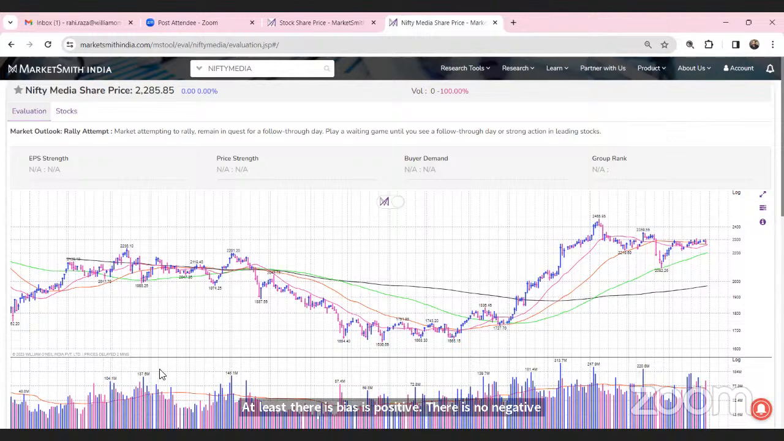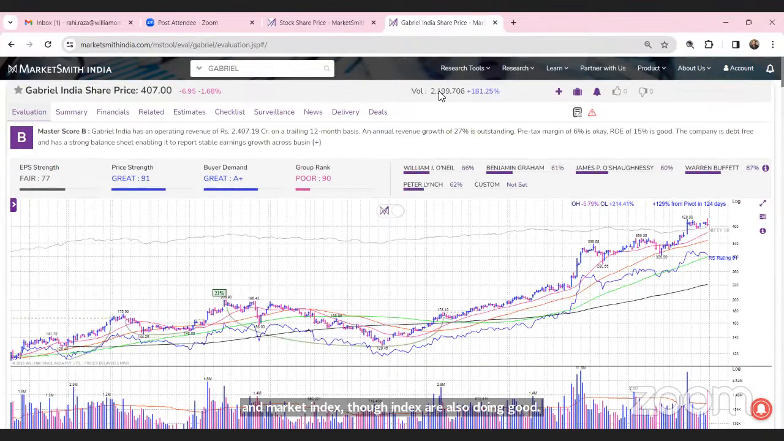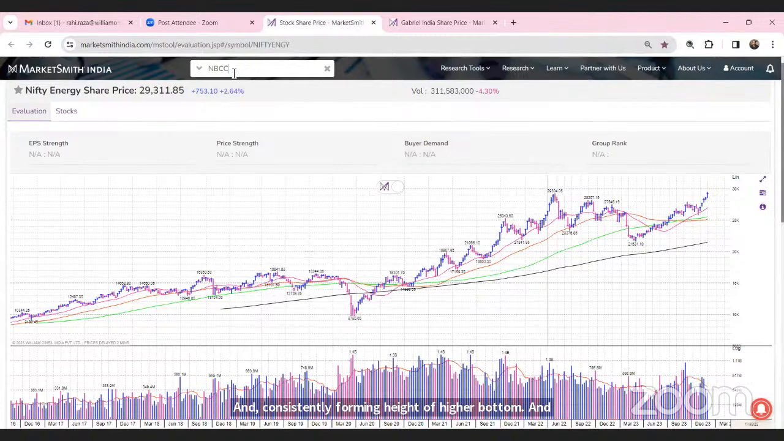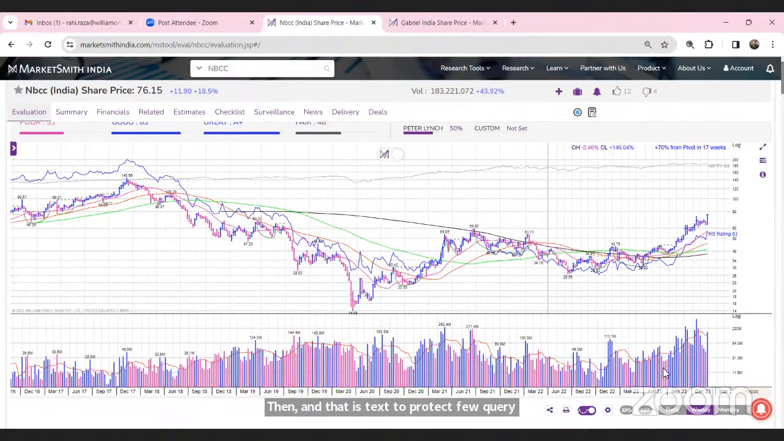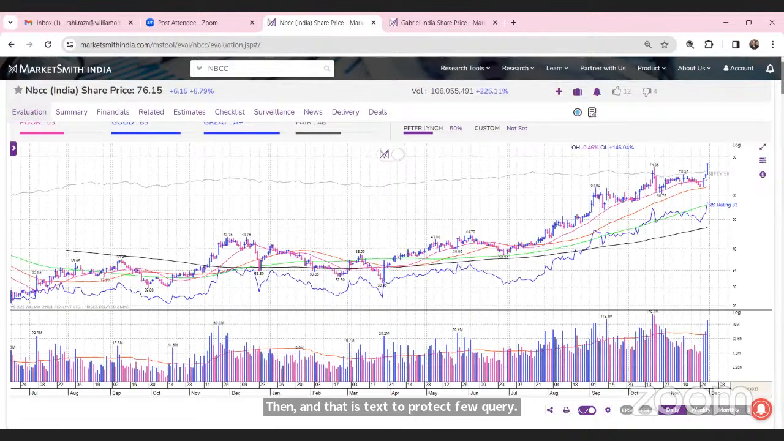Okay, so we have covered almost all the major sectors and the majority of the market. If I talk about the mid cap and small cap indices, they are also doing good and consistently forming higher top, higher bottom formations, and they may remain in a buy-on-dips situation. So now let's move toward the query session. Let's take a few queries. We will try to capture the maximum number of queries.